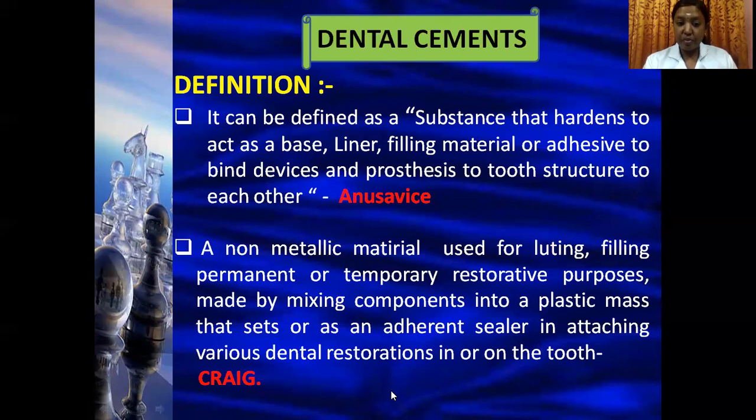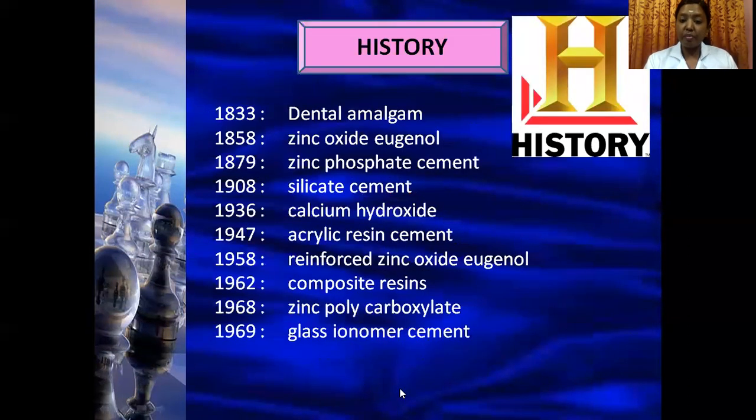Another definition, given from the textbook of dental materials by Craig, says that it is a non-metallic material which is mainly used for luting, filling, permanent or as a temporary restoration. It is made by mixing the components into a plastic mass that sets to form an adherent sealer, and it is used in attaching various dental restorations to the tooth structure. This is the definition given by Craig.